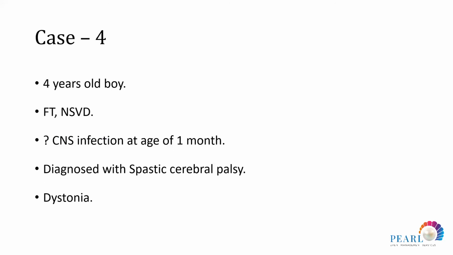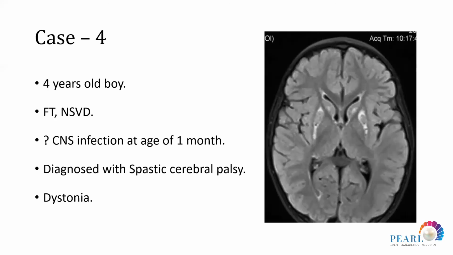Another case is a 4-year-old boy, full term, normal spontaneous vertex delivery. Parents told us that he was having an infection at the age of 1 month. He was admitted to the hospital for a couple of months, and he was diagnosed to have spastic cerebral palsy, and he was referred to my clinic for dystonia. And we took history. His dystonia was progressive, and there was diurnal variation, and it mainly gets worse when he's having an infection. We obtained an MRI for him, and he was having some kind of necrosis in the basal ganglia, mainly in the putamina, and also in the caudate.